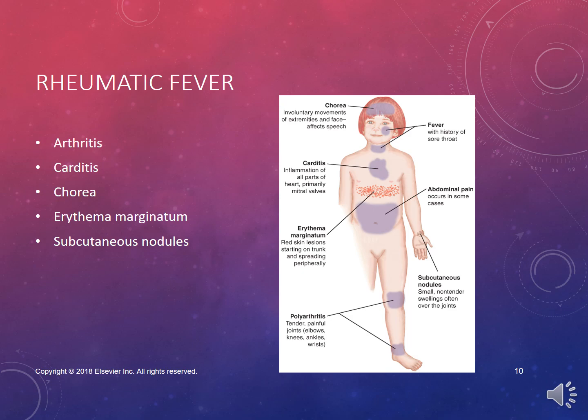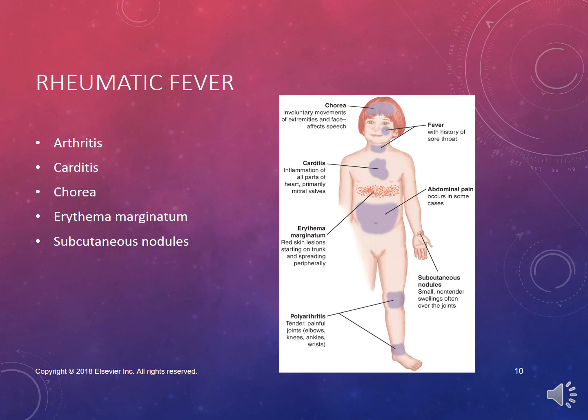Chorea, which is these involuntary movements, usually of the face, arms, or legs. Erythema marginatum, which is a very bright pink red rash that usually starts around the trunk and moves to the extremities. And in rare cases, subcutaneous nodules, which are these small, non-tender nodules, usually over the joints.